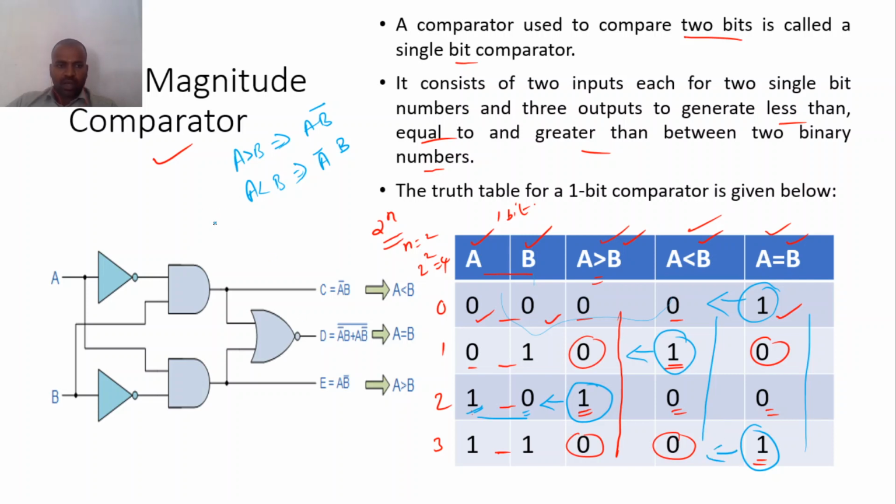So for the first one, let me write here, a equal to b. What is the first expression? For the first one, both are 0 0. A is 0, b is 0, so a bar b bar plus, because this is an SOP expression, more than one 1 coming means we need to use the plus symbol.